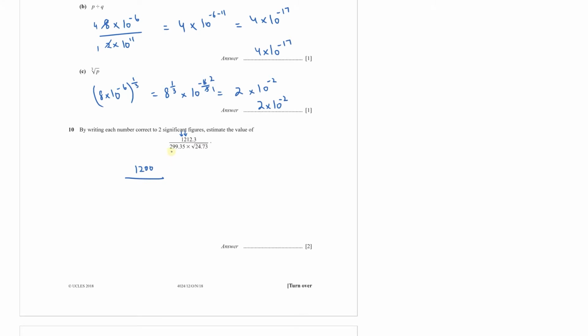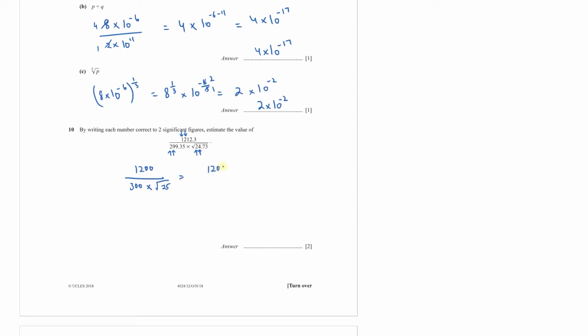Then divide by, this is 2 first and this is my second significant figure. So this is 9, so I'll round it up to 300, multiplied by, this is my first significant figure, this is the second significant figure, and then the next value is greater than or equal to 5. So this 4 will be rounded up to 5. So I'll get square root of 25.